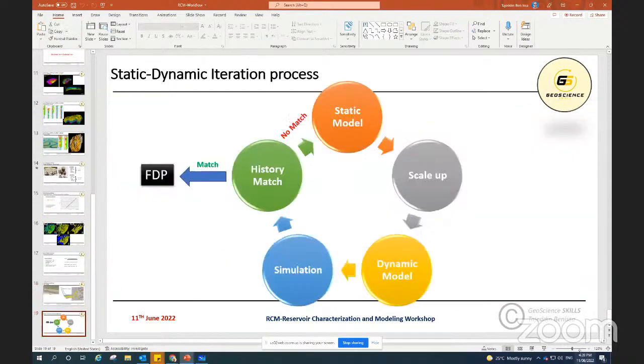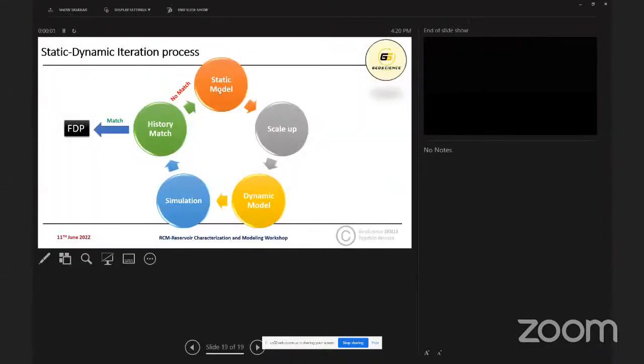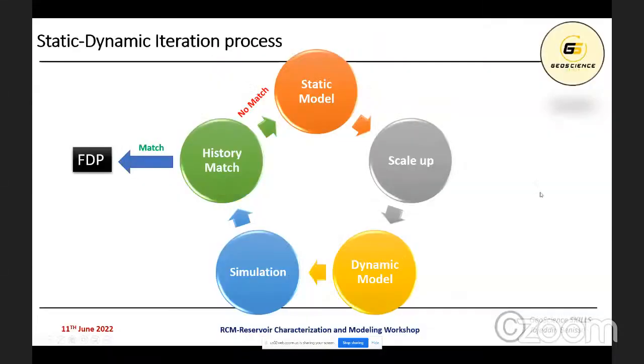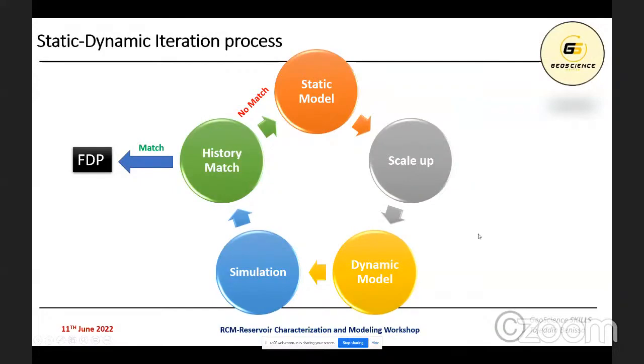Okay, so now I will talk about the final part of our session today, which is the iteration process between static and dynamic. This iteration process is like a repetition. So the geomodeler, when he finishes building the static model and he's happy with all the inputs and the outputs that he ended up with, he passes the static model to the reservoir engineer.